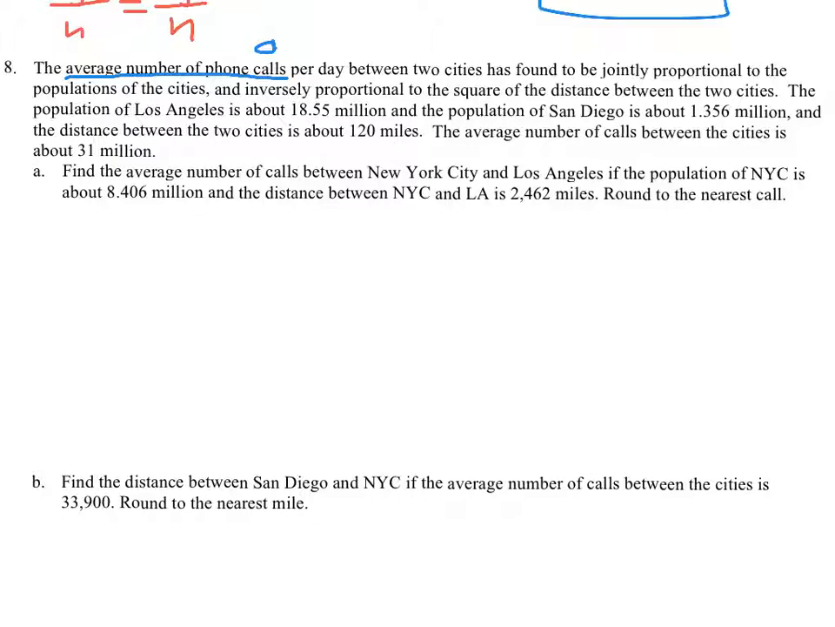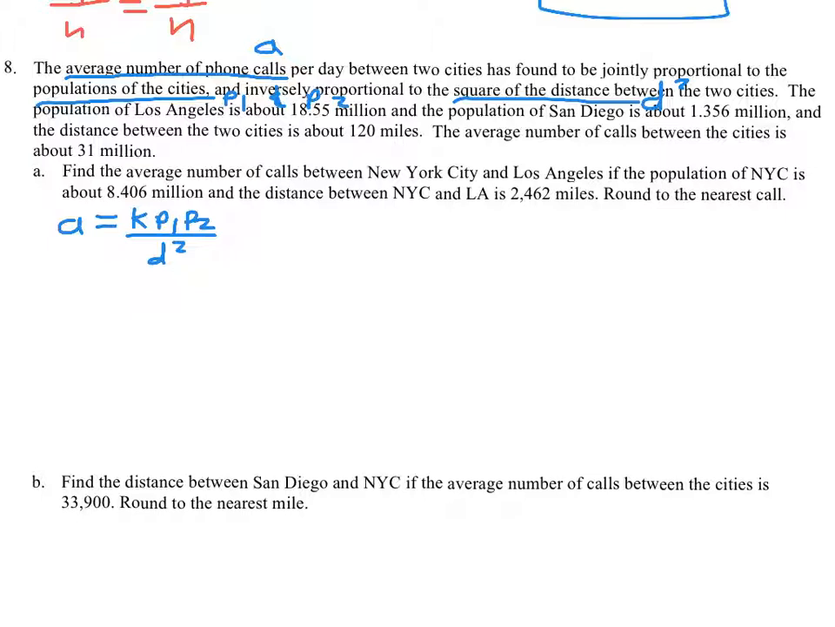It is jointly proportional to the populations of the cities, so we have multiple. So I'm going to call those P1 and P2. And then we also need to talk about the square of the distance, so we'll call that D squared. Okay, so we know that A is jointly proportional to the populations, so A equals K times both P1 and P2, but it is inversely proportional to the square of the distance.